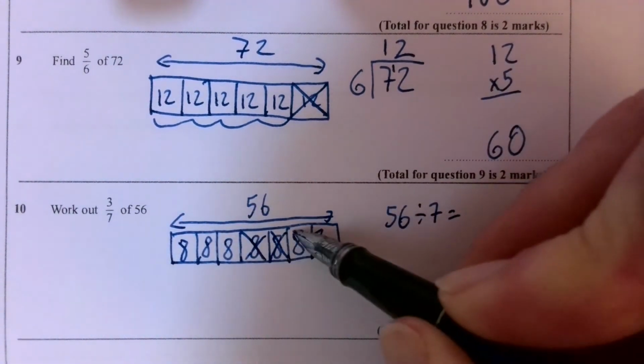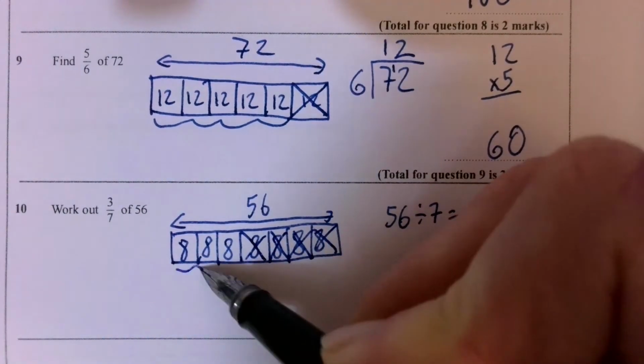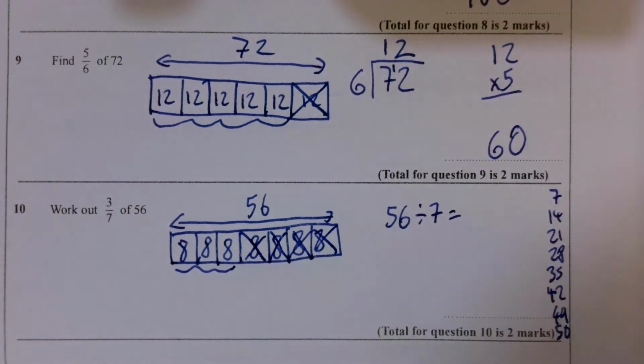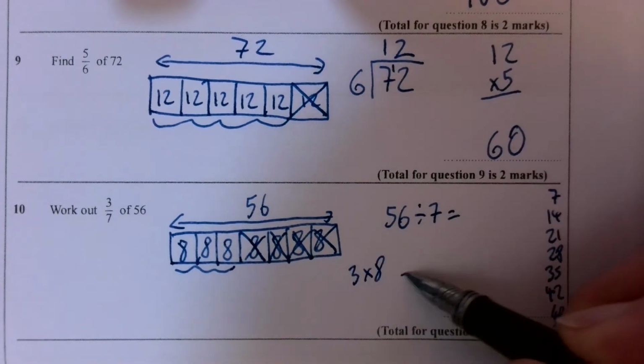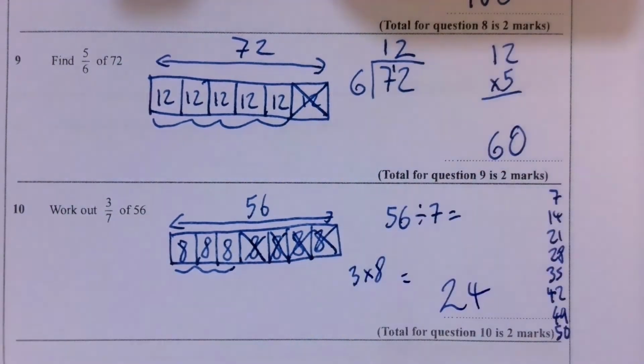So let's cross out the ones we don't want. We want those 3 there. So 3 times 8 is 24.